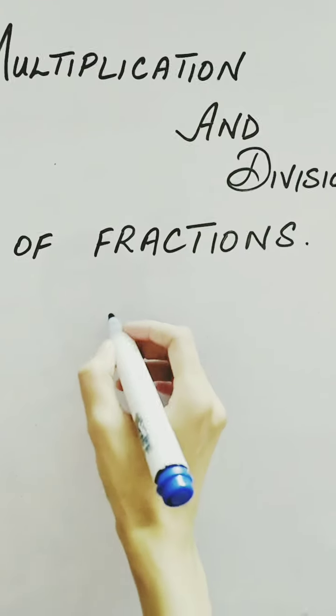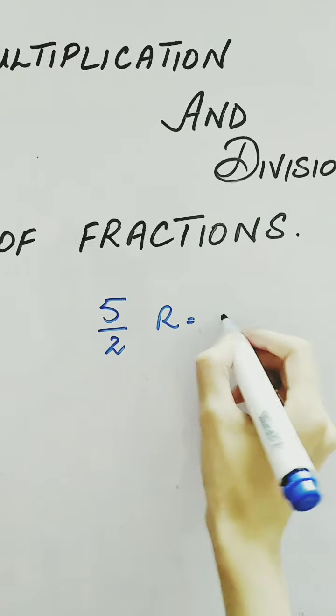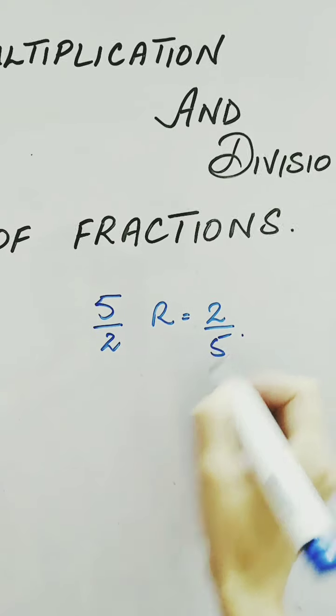Hello and welcome. In this video, we will look at the multiplication and division of fractions. But before going to solve the questions of fractions, we are going to look at a very simple concept of reciprocal. Let's say we have a number 5 over 2, then its reciprocal is equal to 2 over 5.